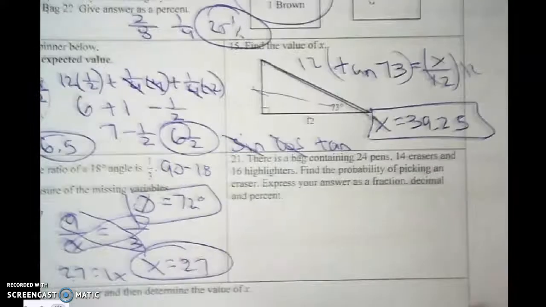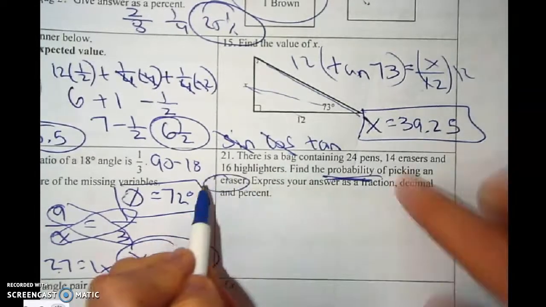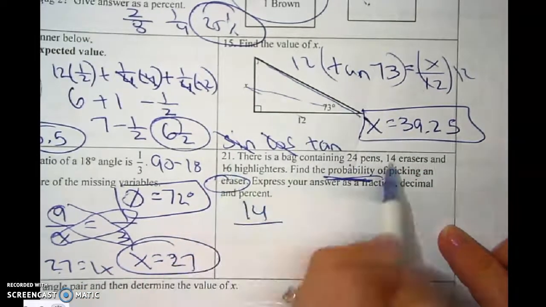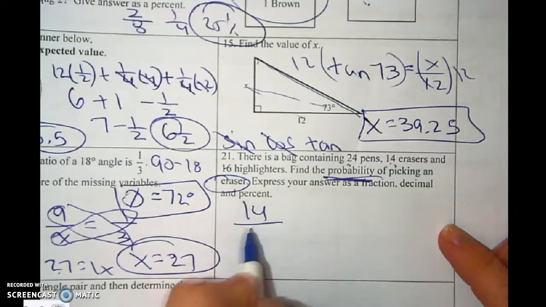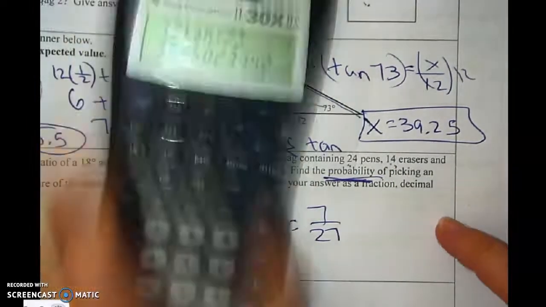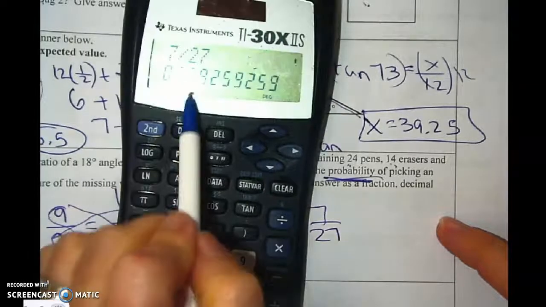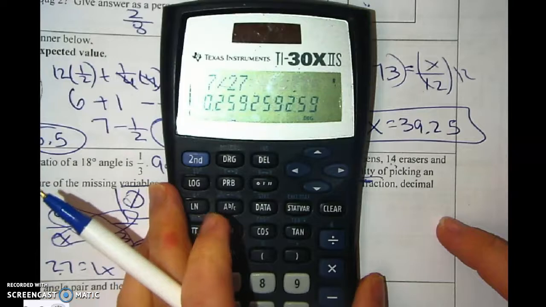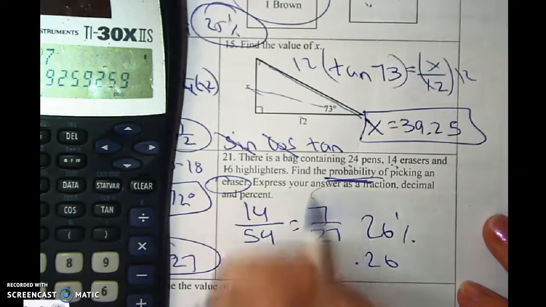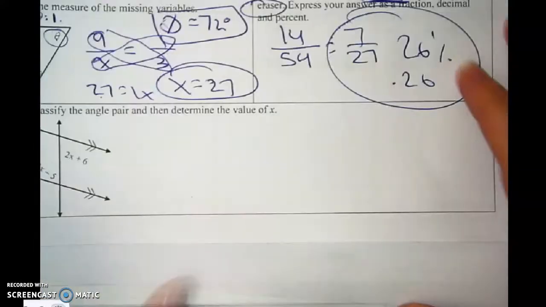Okay. All right, we've got probability, and they want to know of picking an eraser. There's 14 erasers out of 24. 16 plus 14 is 30, plus 24 is 54. Simplify that to 7/27. And then if I'm going to write it as a percent, 7 divided by 27 is about 26. Sorry, you can't see that. It's about 26%, or 0.26. Okay. Let's make sure I did that right. 30, 54. Yep.